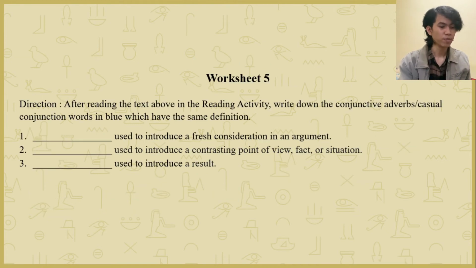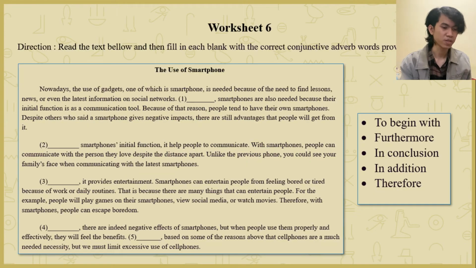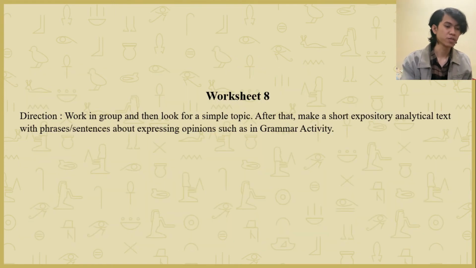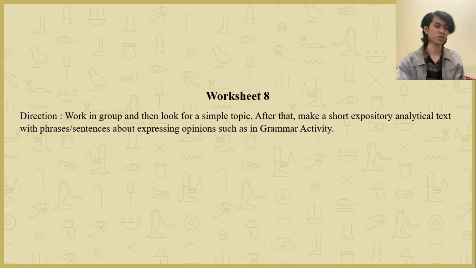Worksheet 5, as the first worksheet in this material, is for the second activity, which is about vocabulary. And then worksheet 6, as the second worksheet in this material, is for the third activity, which is also still about vocabulary. And then worksheet 7, as the third worksheet in this material, is for the fourth activity, which is about the grammar activity. And surely the last worksheet is for the last activity, which is about the writing activity.